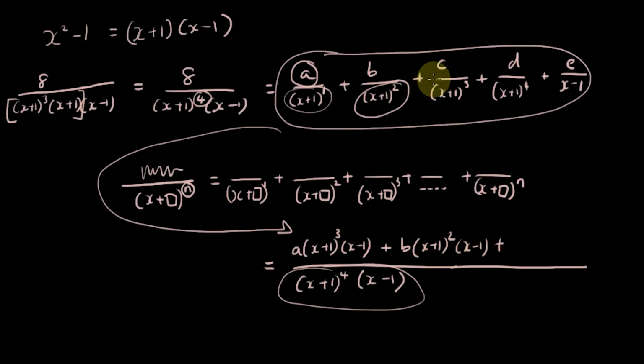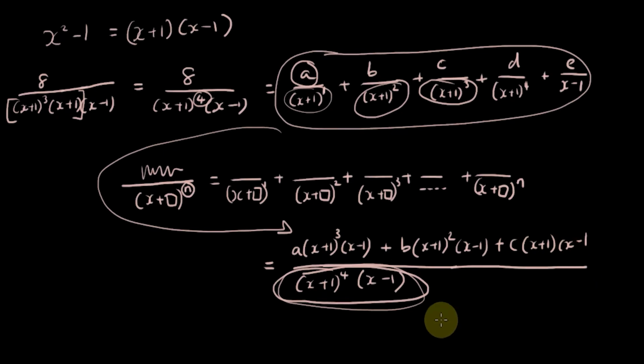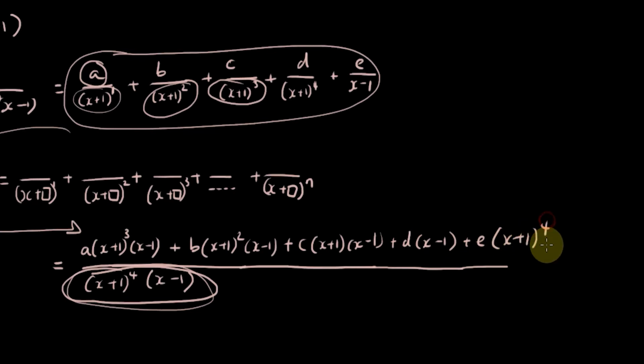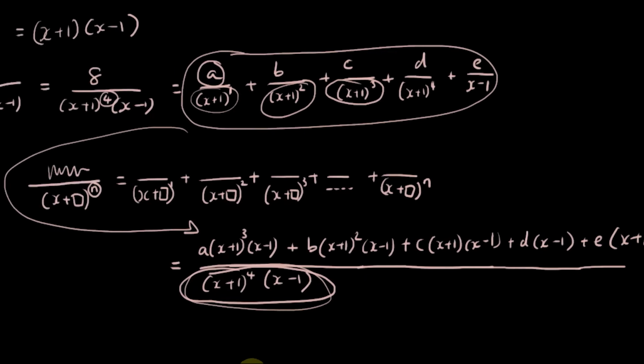Okay, it's basically about, if I want to make the bottom of the fraction into this, what do I need to do to the top? So c would be x plus 1, x minus 1. Okay, already you can see this is going to turn into a bit of a headache. D is going to be x minus 1, just x minus 1, and e is going to be x plus 1 to the power of 4. Okay, so that is how you would do that part.